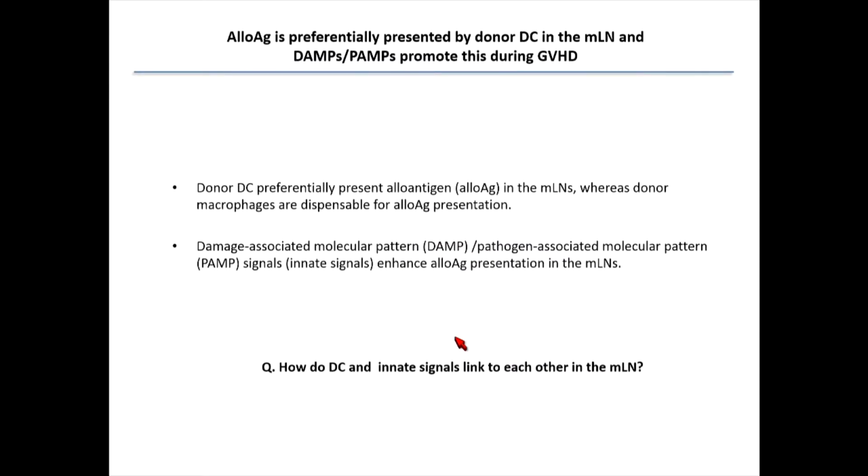Then we look at which cell types are important in the donor APC, and the donor DC preferentially present antigen in the mesenteric lymph node, whereas the donor macrophages are dispensable for antigen presentation. Damage-associated or pathogen-associated molecular pattern signaling enhances antigen presentation in the mesenteric lymph node during GVHD. So the next question is, how do the DC and the innate signals link to each other in the mesenteric lymph node?